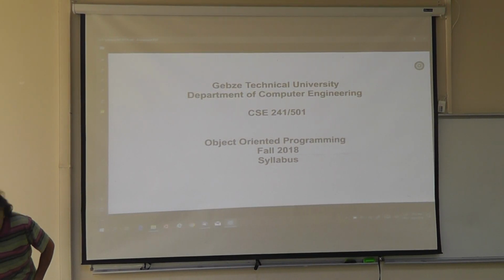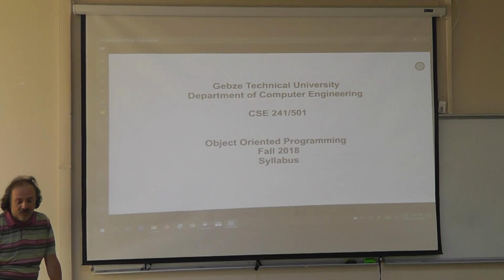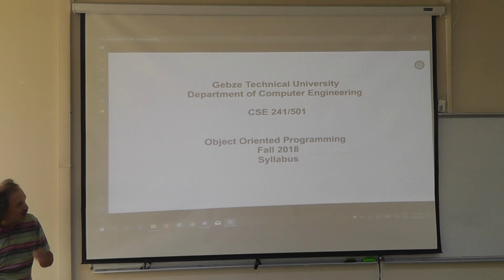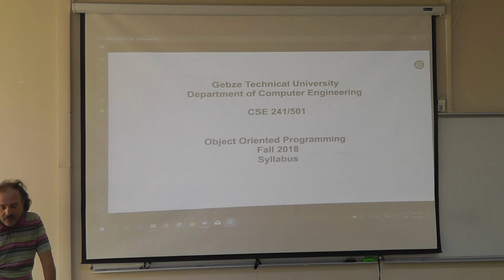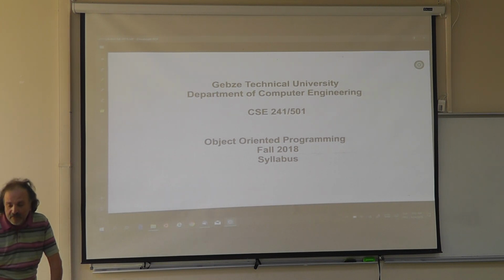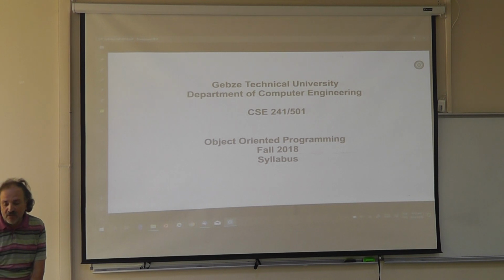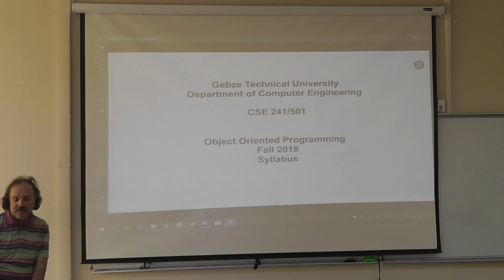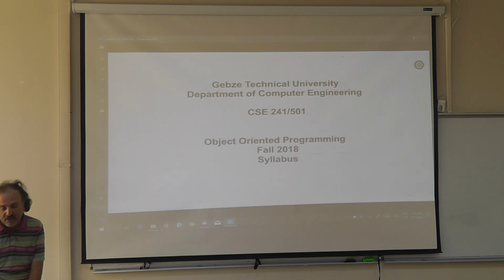This is CSE 241 and 501, object-oriented programming course. This year, as always, we are going to combine two courses: our undergrad course, object-oriented programming, and our master's level course, programming courses. And we will combine them together. Some of you here are second-year students, and some of you are our master students. So don't be surprised to see some other people that you don't know.